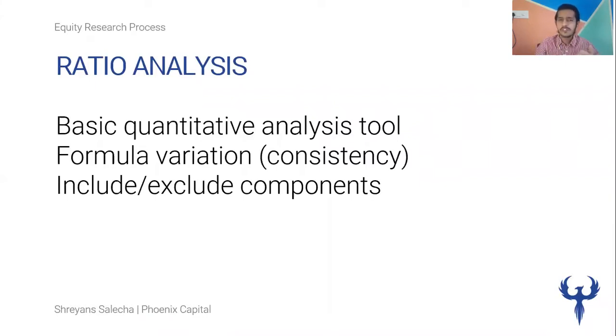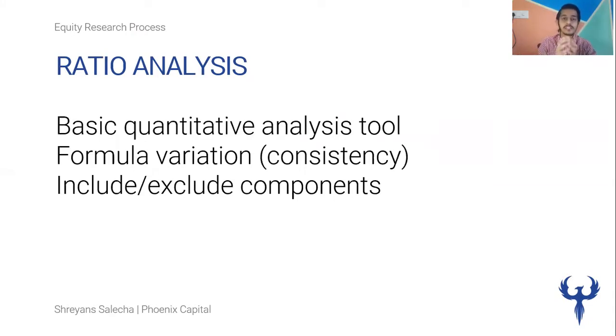A good way to approach this is first apply the basic formula that you understand, without really thinking too much about the breakdown of the figures or the components. Then you pick up the ratios where you feel there are certain components, and take a look at which components should be present and which should be removed, and then you can apply this inclusion or exclusion of components.